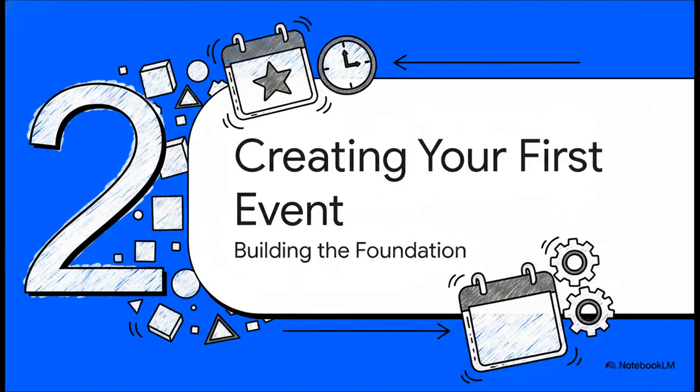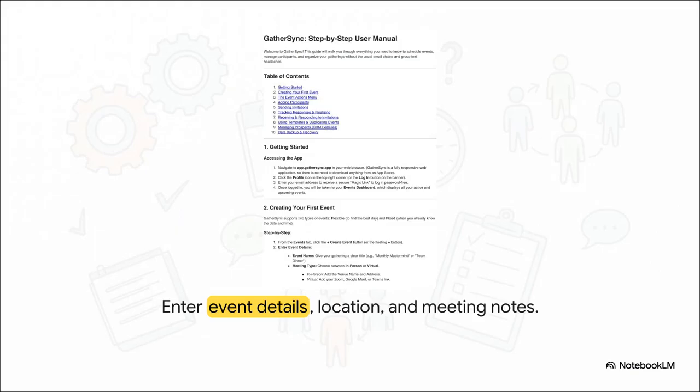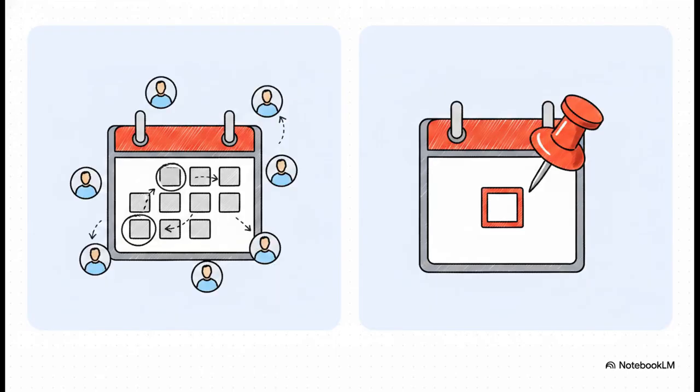Section 2, creating your first event. This is where you build the absolute foundation of your gathering, and it's incredibly straightforward. You just hit Create Event. From there, you set the basics. Give it a clear name, say Monthly Mastermind, and then choose your format. If it's an in-person meetup, you drop in the venue address. If it's virtual, just paste your Zoom or Google Meet link. You can even attach meeting notes or a full agenda right there, getting everyone on the exact same page before they even RSVP.